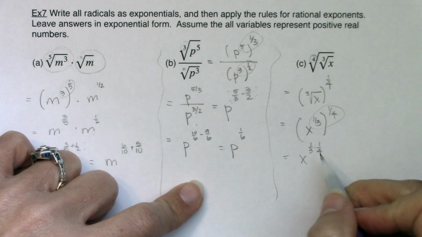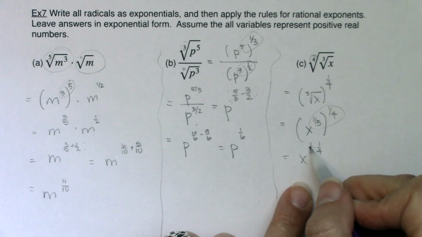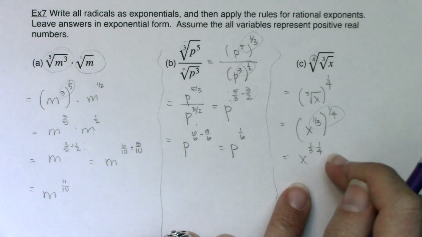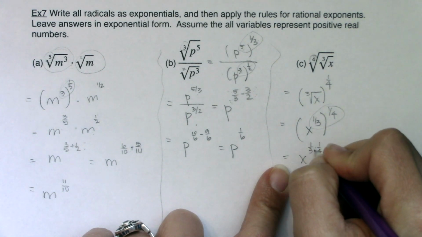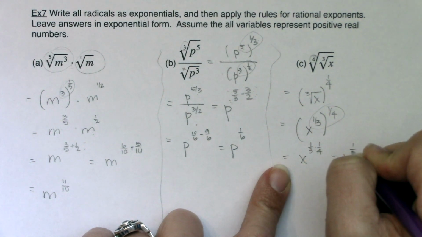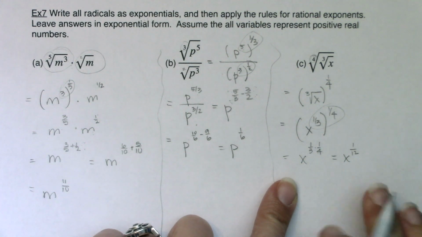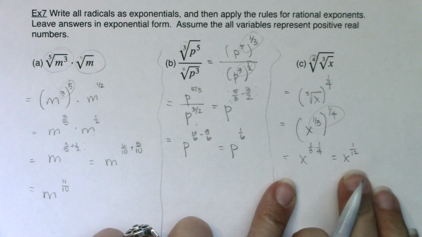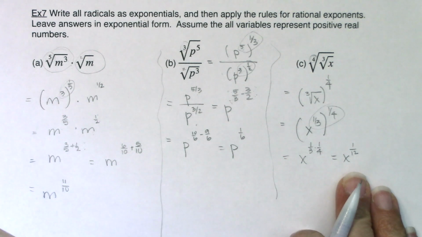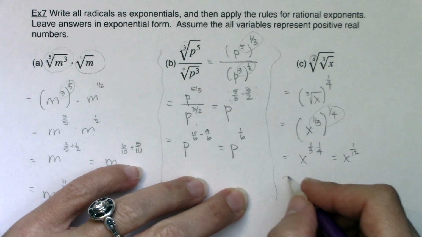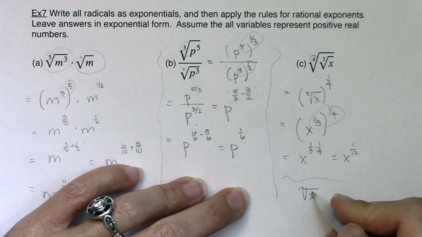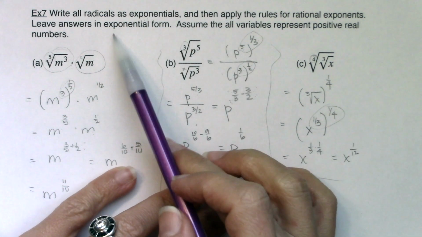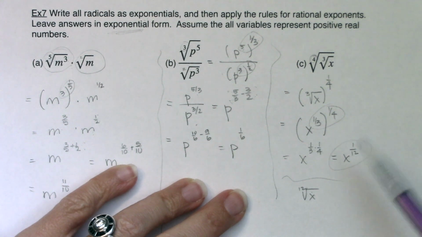I don't need common denominators here because multiplying fractions is much more straightforward than adding or subtracting. So here I multiply numerators. 1 times 1 is 1. 3 times 4 is 12. And there's my answer. I'm going to leave that as x to the 1/12 rather than writing that as a radical. Just a side note, this is the 12th root of x, but the instruction said leave it in exponential form. So I'm going to leave it there.